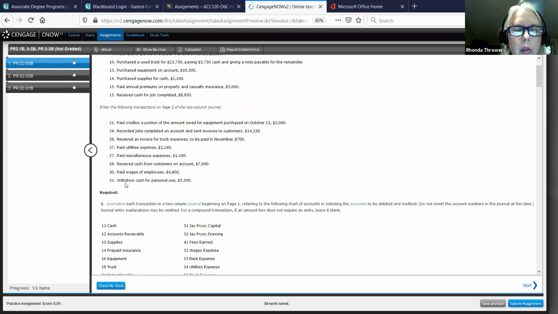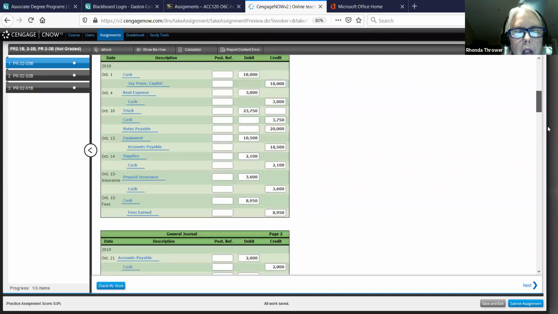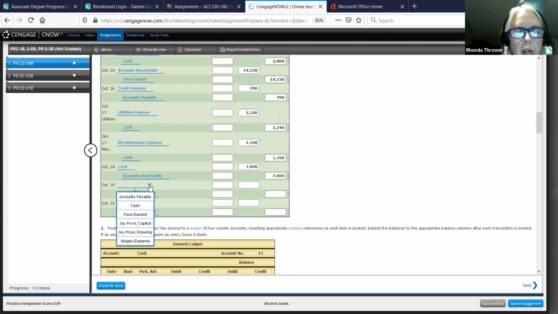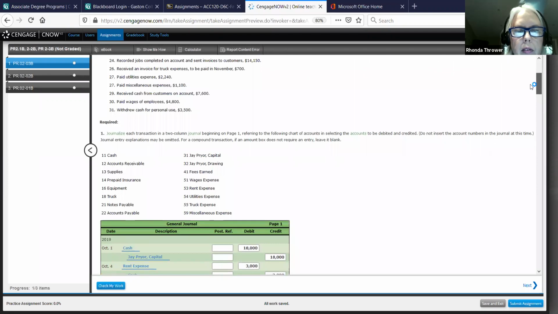And then on October the 30th, we paid wages to employees of $4,800. We're going to debit our wages expense because our expenses have increased by $4,800. And then we're going to credit our cash for the amount of those salaries. Our cash went down by $4,800. To make cash go down, which is an asset, it goes on the credit side.